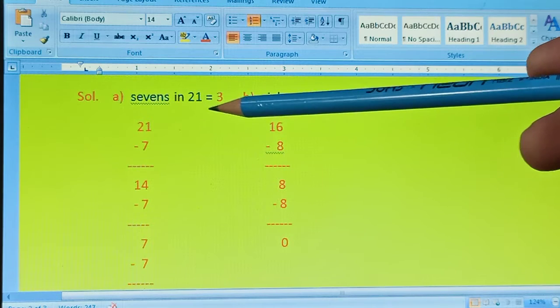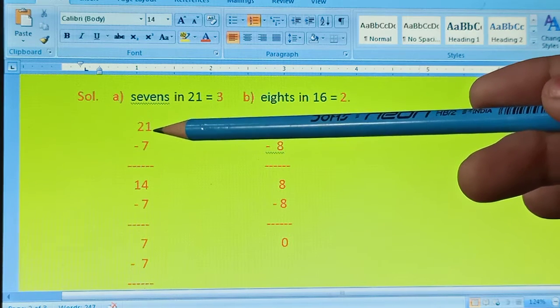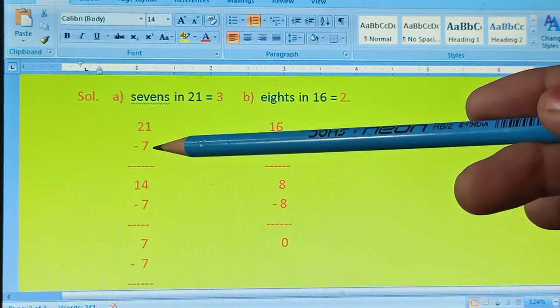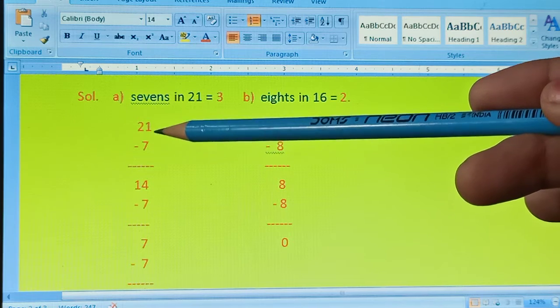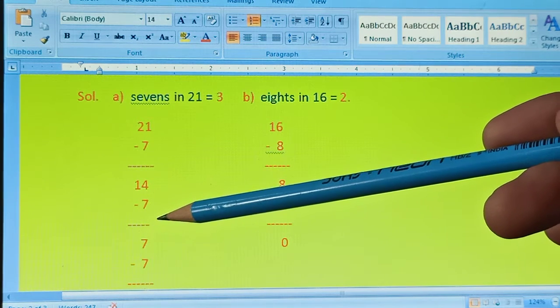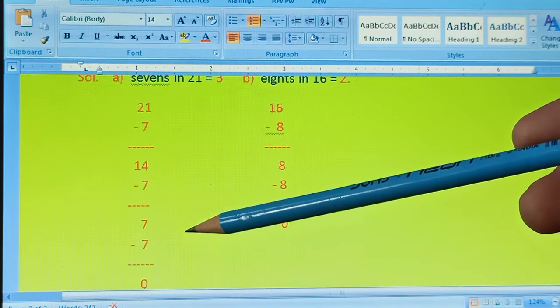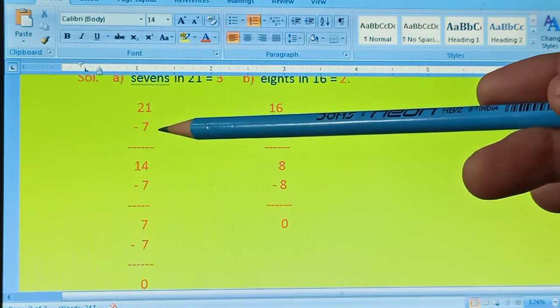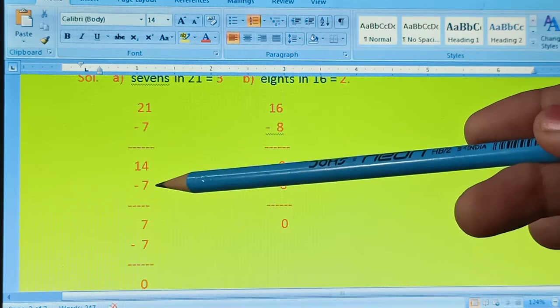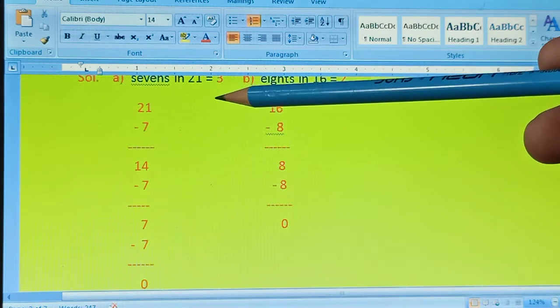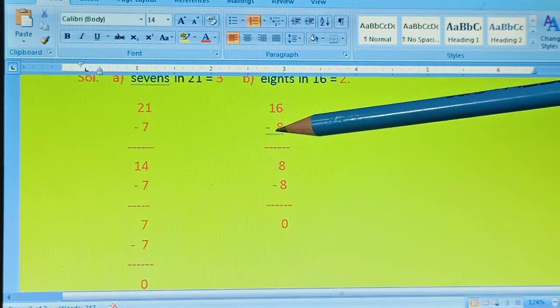So 7s in 21. Okay. So we will keep on subtracting 7 from the differences until you get 0. Okay, so see after how many steps are you getting 0? 1, 2 and 3. So its answer will be 3.